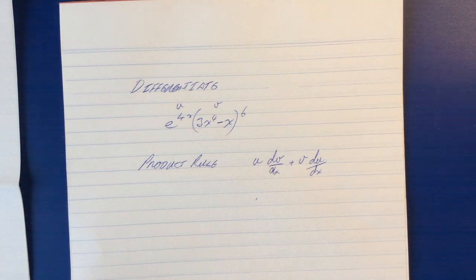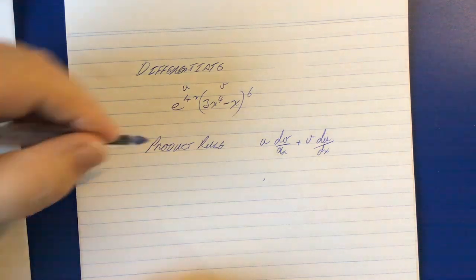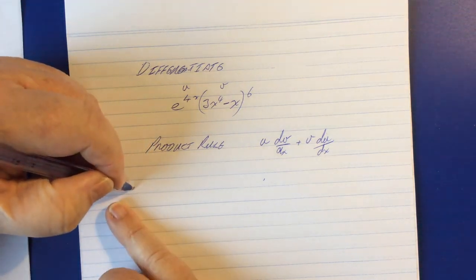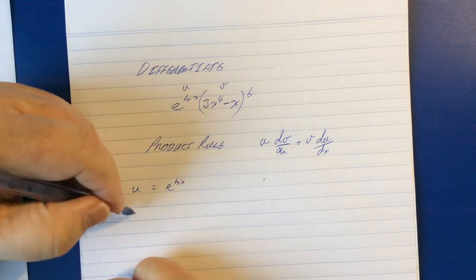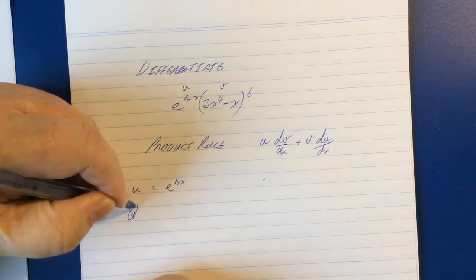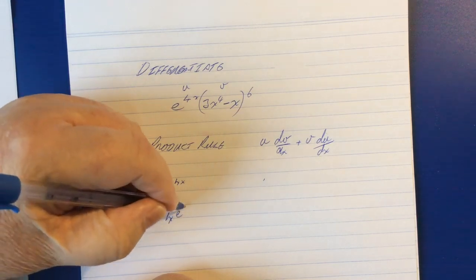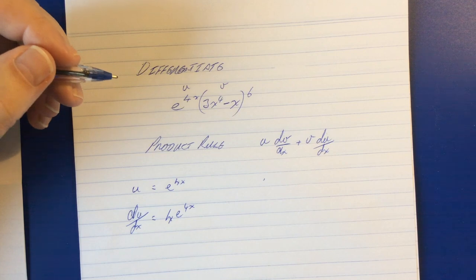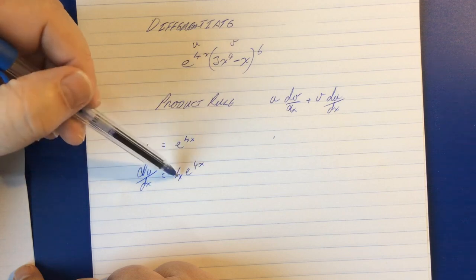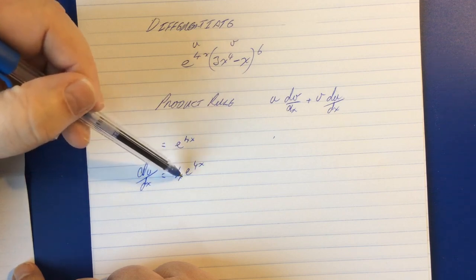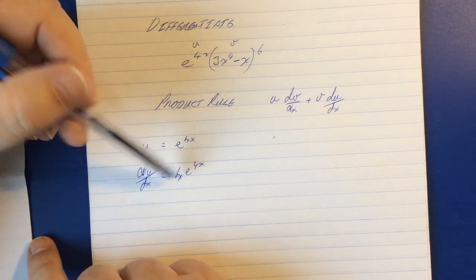The first thing I'm going to do is go through and separately identify these parts. So u is e to the 4x. du/dx is 4e to the 4x. Okay, I hope that's clear. We differentiate this, we bring the result here, and we multiply by the original function of e to get the differential.